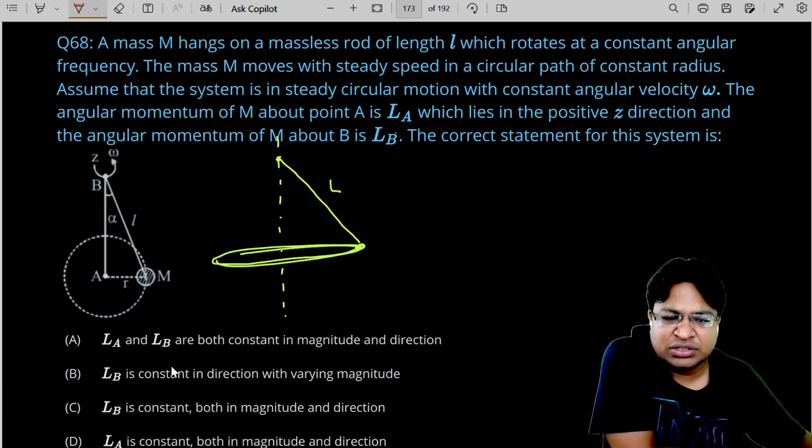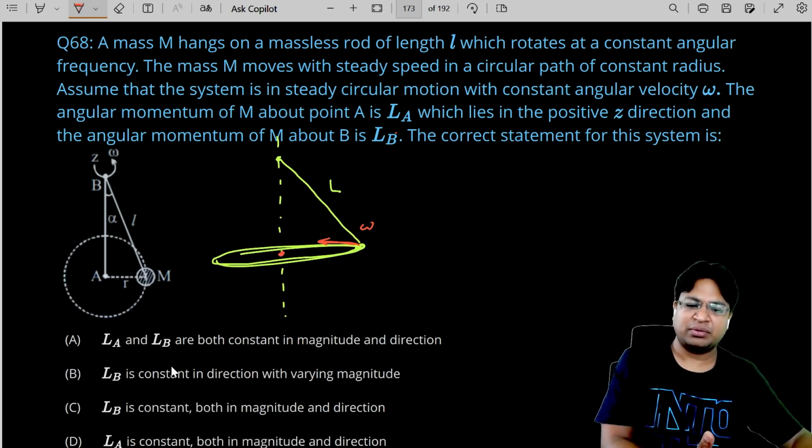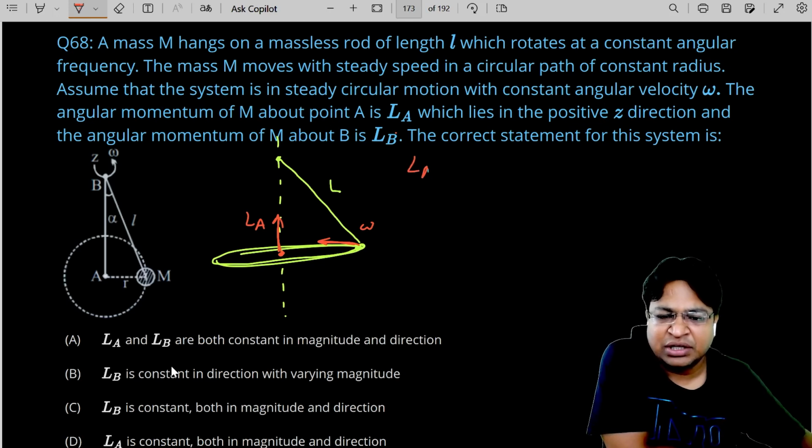And now it's going with some omega, let's say. So if we are trying to find out angular momentum about A, the angular momentum about A will always point in the upward direction, and it will have a fixed value. How much will that be? It would be equal to m omega square.